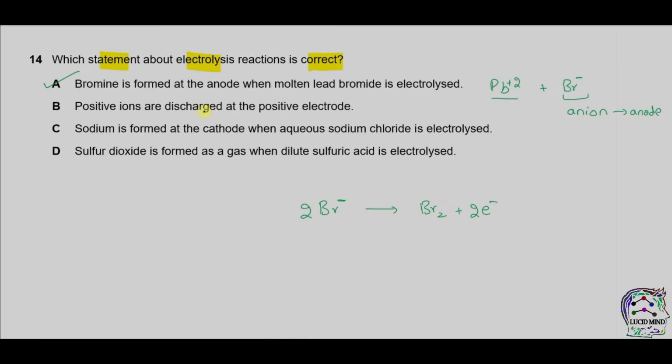B. Positive ions are discharged at the positive electrode. This is incorrect because the positive ions, the cations, move towards the cathode. Cathode is the negative electrode.